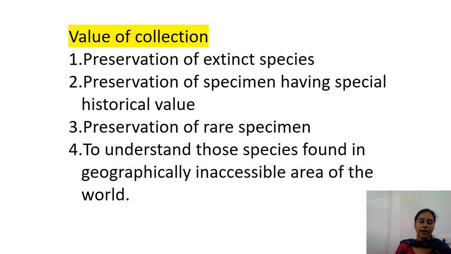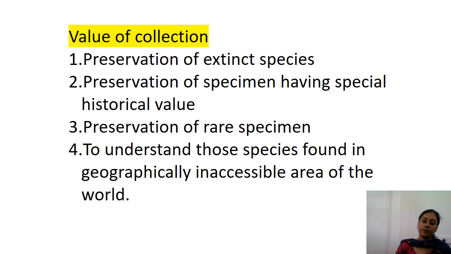So, with the help of collection, we can preserve extinct species. Those organisms which are going to be extinct from our world, if we collect them and preserve them in our museum, it will be helpful to show them to our future students or future generations. Again, those animals or plants having some historical value, if we preserve them in our museum, then it will be very helpful for some historical research also.